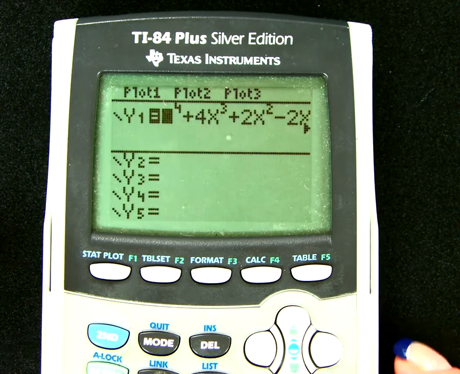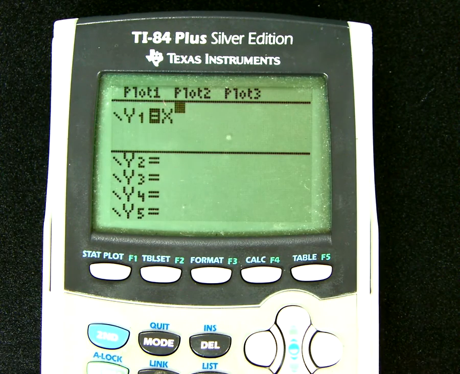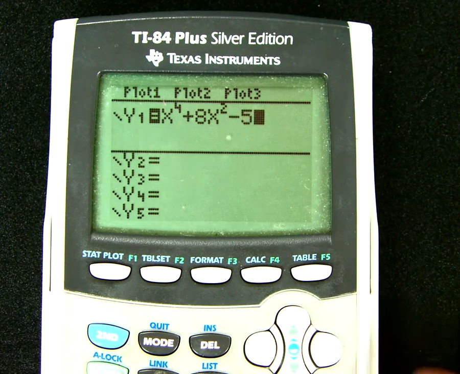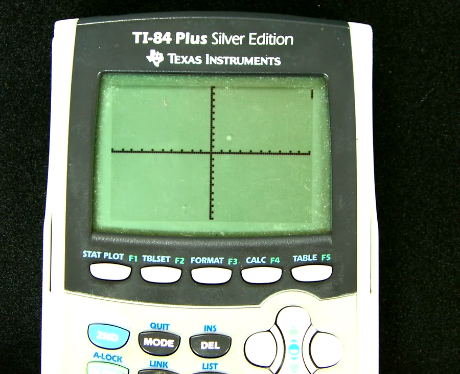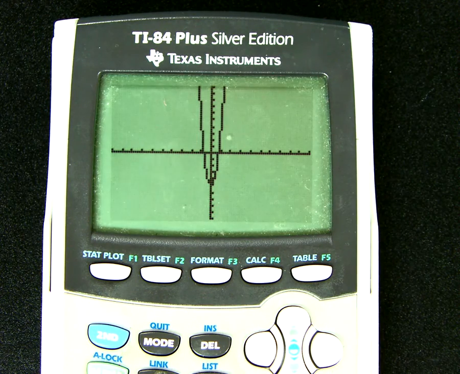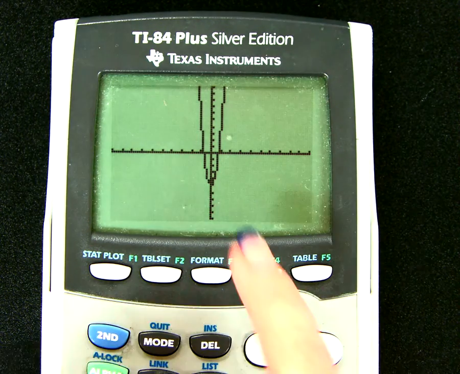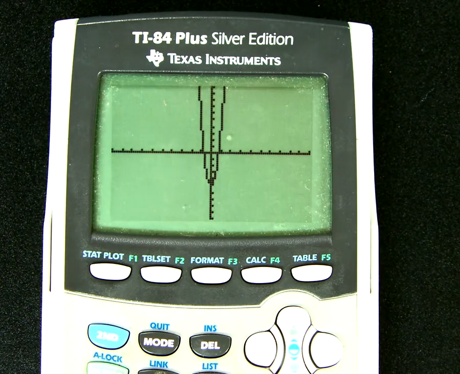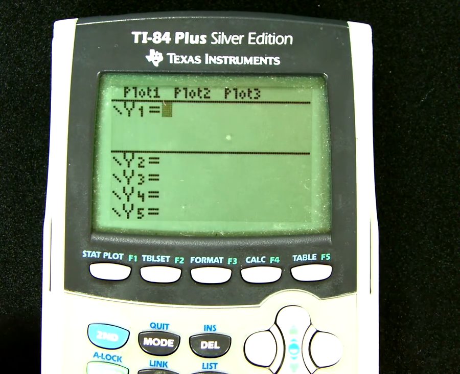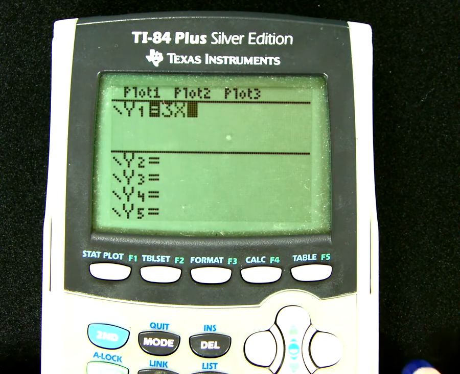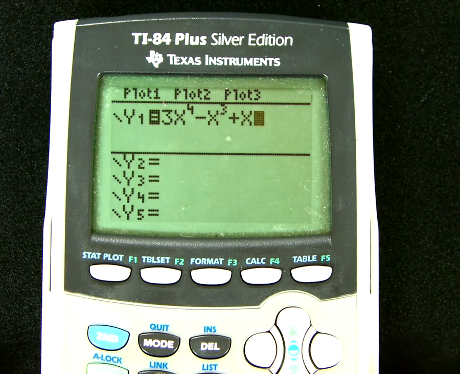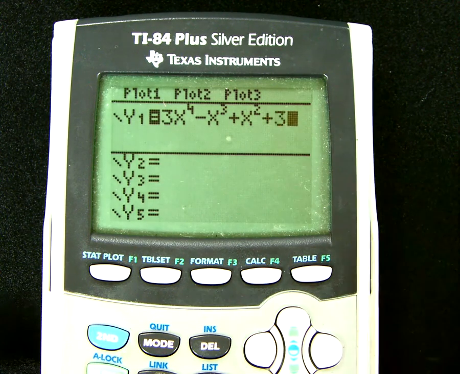So if we even go in and change it, let's try graphing x to the 4th plus 8x squared minus 5. I'm going to graph it. Okay, so again, it's looking like a U shape, but it's not quite a U because it's not nice and symmetrical down there. So let's go back in and change it. Let's do maybe 3x to the 4th minus x cubed plus x squared plus 3. See what happens.